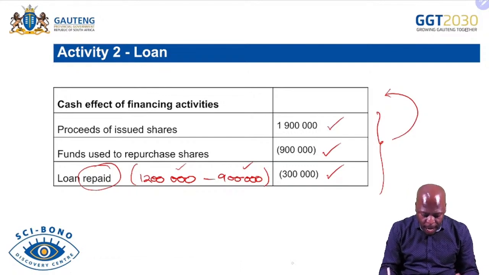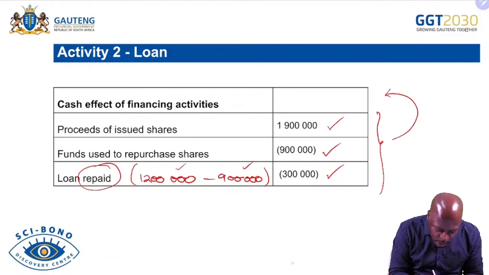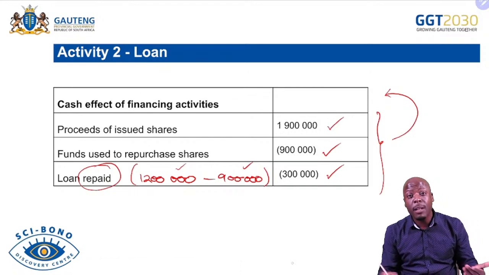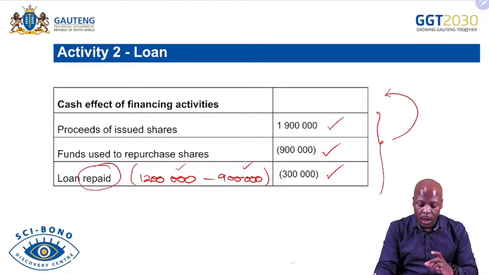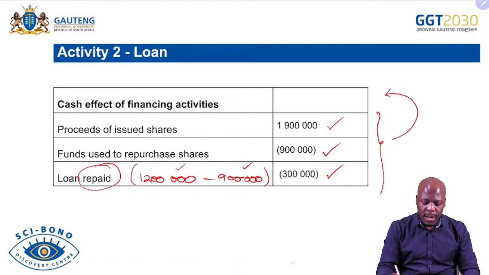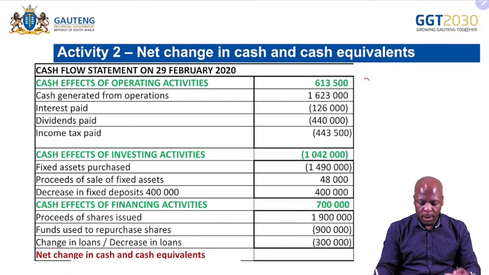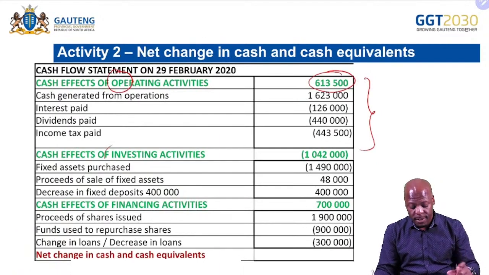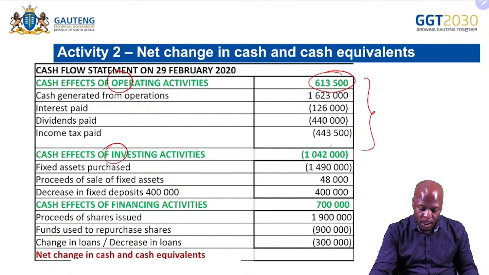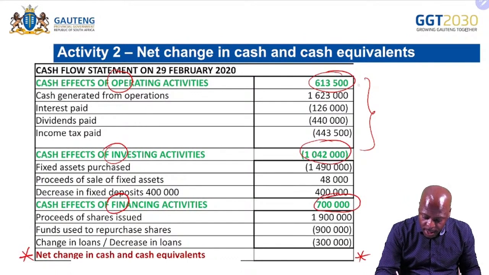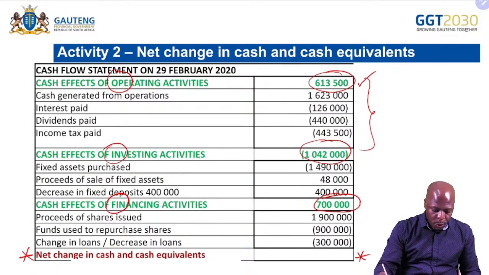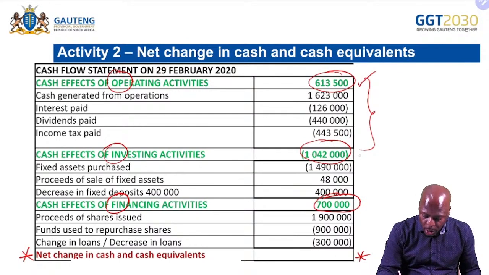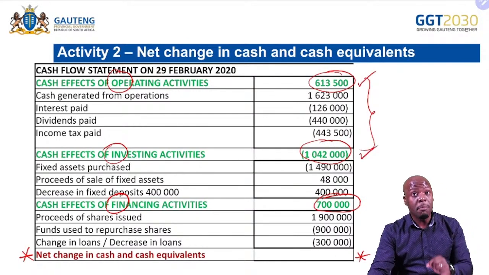You will now say, I need to get what we call the net change in cash and cash equivalents. How do I get that? Let's go. Punch in the green figures only. The green figures will give us the red figure at the bottom. So the first one is 613,500. Then you come to the investing activities, 1,042,000. Remember, that's a minus now.